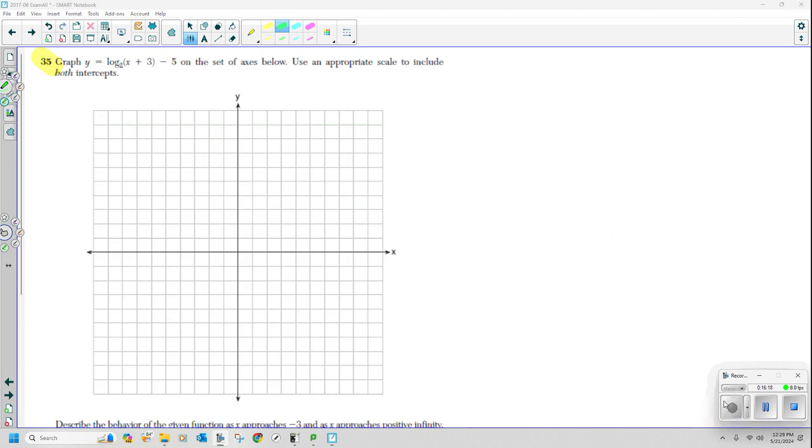Please, for the love of God, I hope you get something like this. Okay? Graph y equals log base 2 of x plus 3 minus 5 on the set of axes below. Use an appropriate scale to include both intercepts. Okay? Both intercepts. So they want to see the graph actually cross the x-intercept and cross the y-intercept. So you might have to use a different scale that's not by ones in order to show both of those.